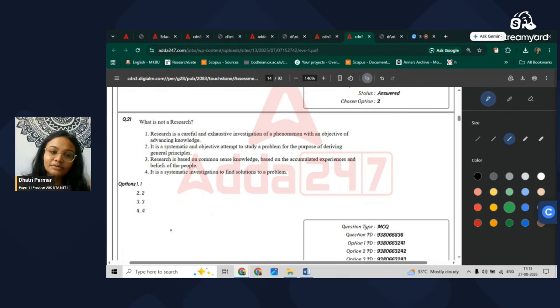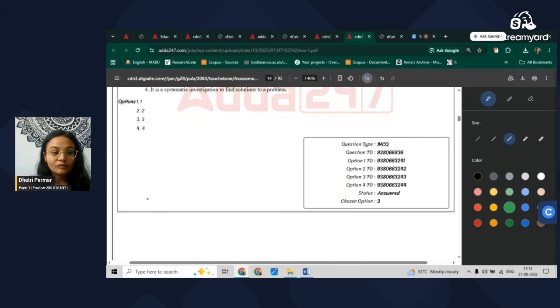Moving to the next, what is not a research? Research is careful investigation of phenomena with an objective of advancing knowledge. Yes, it is true. It is a systematic and objective attempt to study a problem for the purpose of deriving general principles. Yes, it is true. Research is based on common sense knowledge based on accumulated experience and beliefs of the people. No, it is not based on common sense, but on systematic, objective, scientific study. It does have a section of keeping the experience and beliefs of the people, but it does not entirely build upon that. So that's why the answer is this. Moving to the next question.